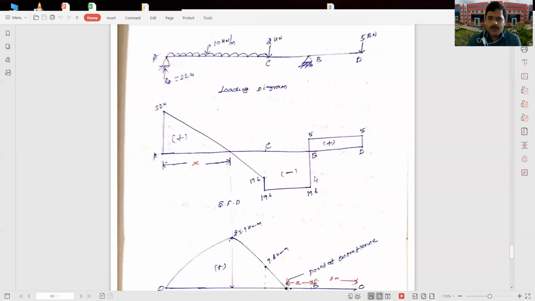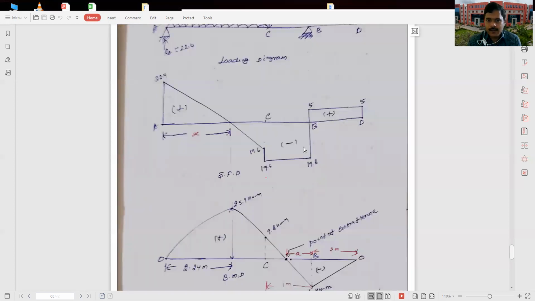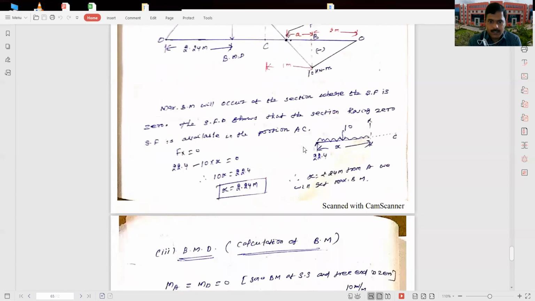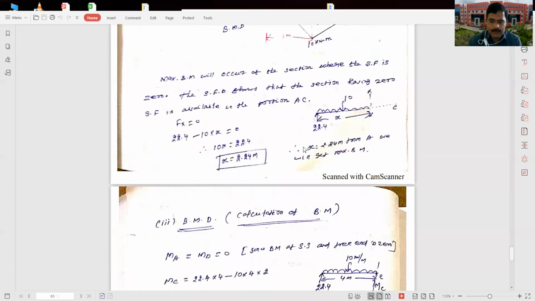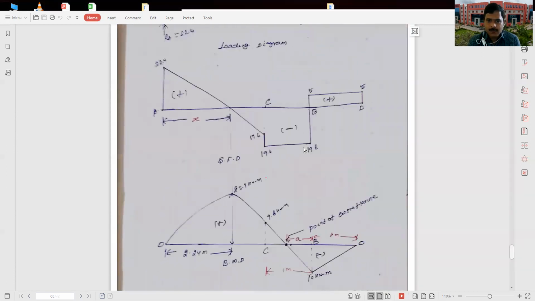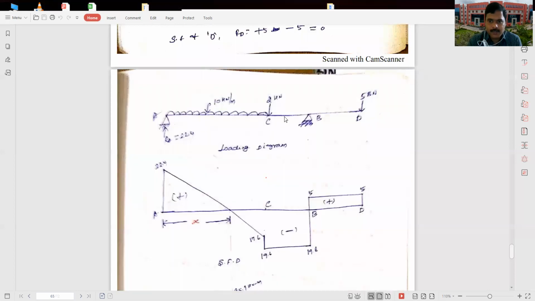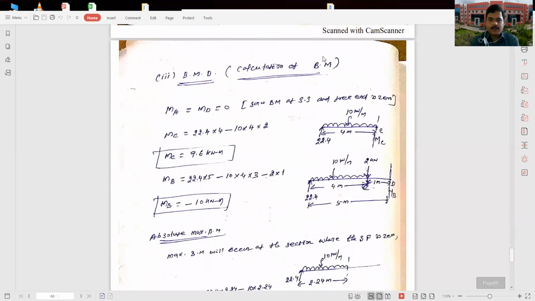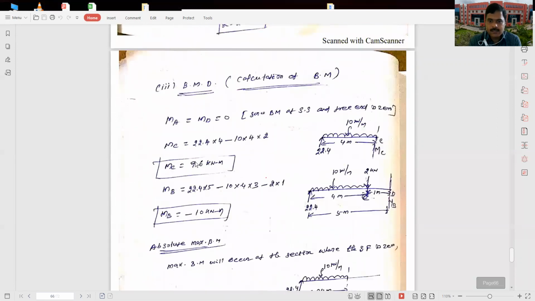So now we can see how to draw the bending moment diagram. You know very well the moment at A is simply supported. Here also, this is a free end, this is a simply supported end. Therefore, for a simply supported and a free end, what is the bending moment? 0. Therefore, moment at A and moment at D will be 0. So moment at A equal to moment at D equal to 0.